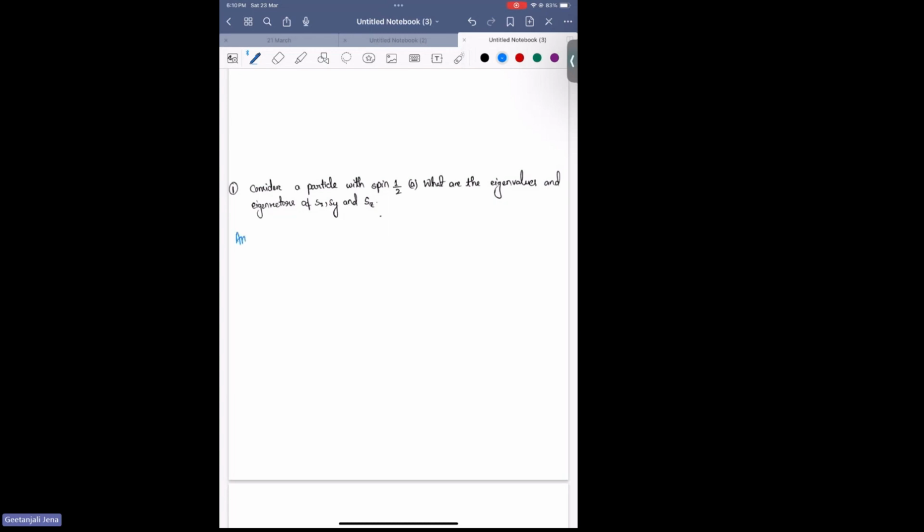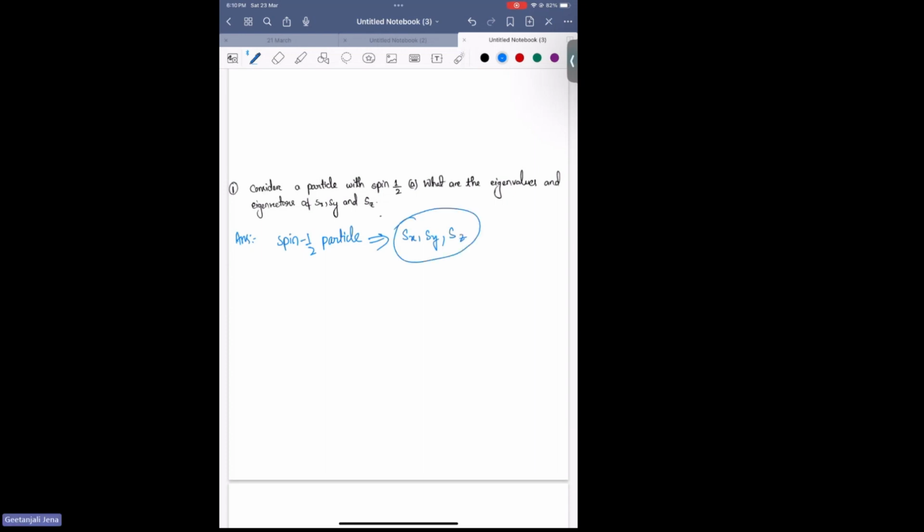So you have a spin half particle. Now it is asking about what will be the eigenvalues and eigenvectors of the spin half particle in x direction, in y direction, and in z direction.